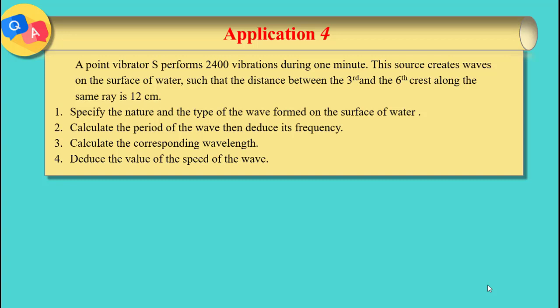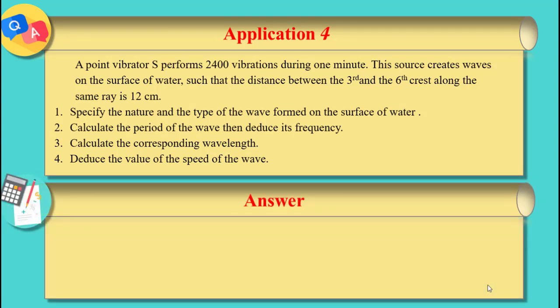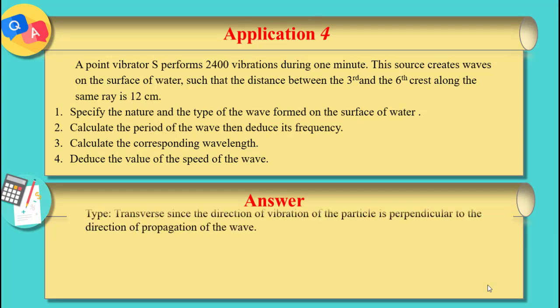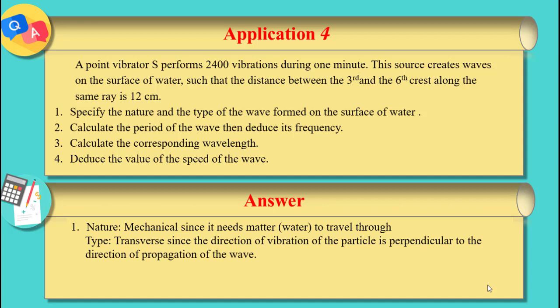Since it is a water wave, then its nature is a mechanical wave, since it needs matter, which are the particles of the water, to propagate through or to travel through. And it is a transverse wave, since the particles will vibrate in a direction perpendicular to the direction of the wave's propagation. Now you are asked to calculate in the second part the period of the wave, then to deduce its frequency.